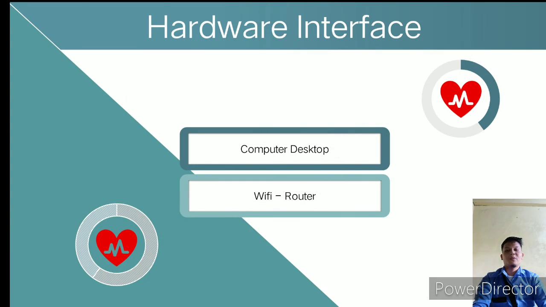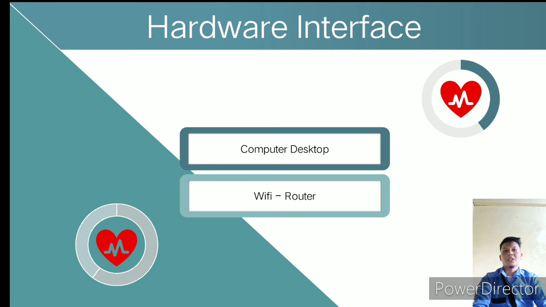The hardware interface of the system. The following hardware interface is a component of the specification required to use: computer desktop and Wi-Fi router. The first is the computer desktop. A computer desktop is necessary for the user to access the website through a web browser.